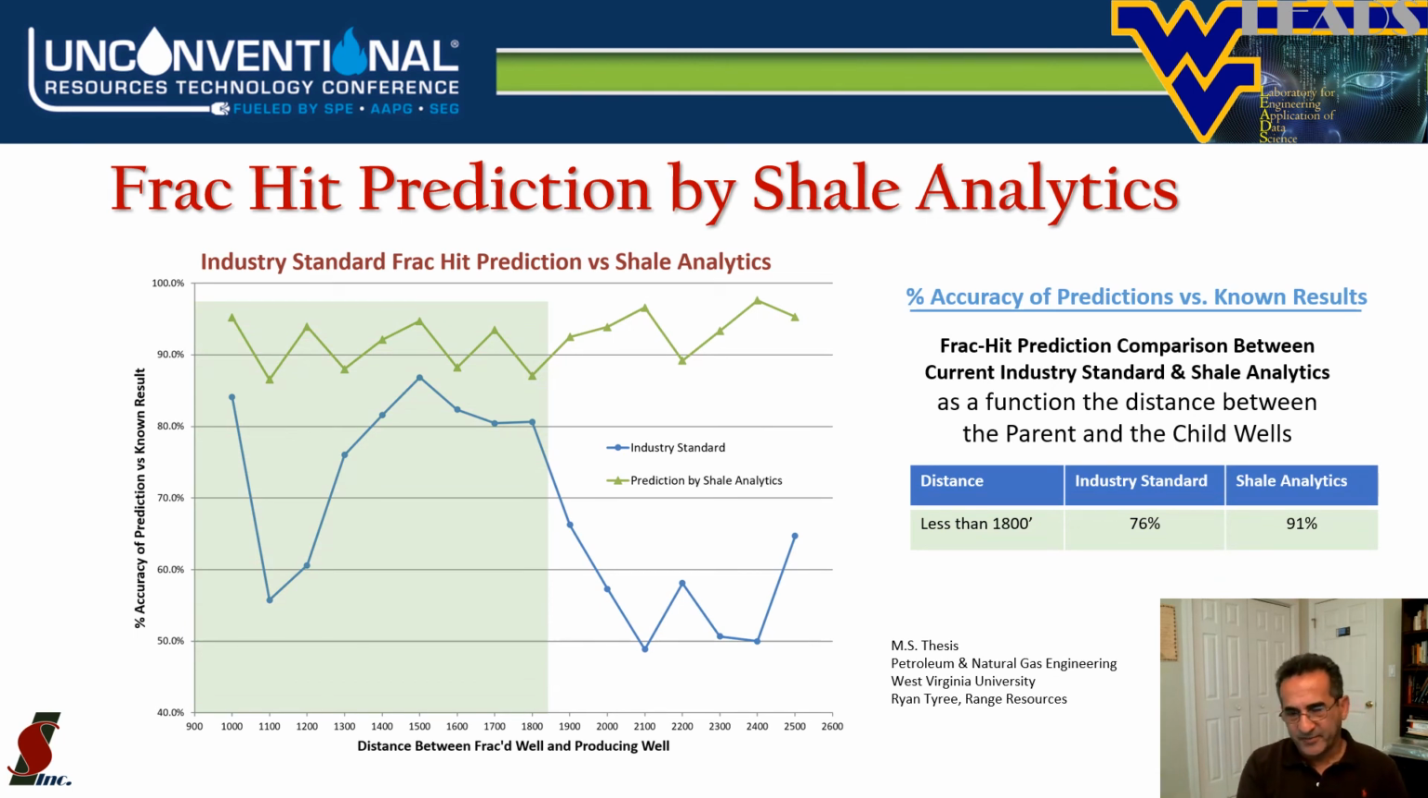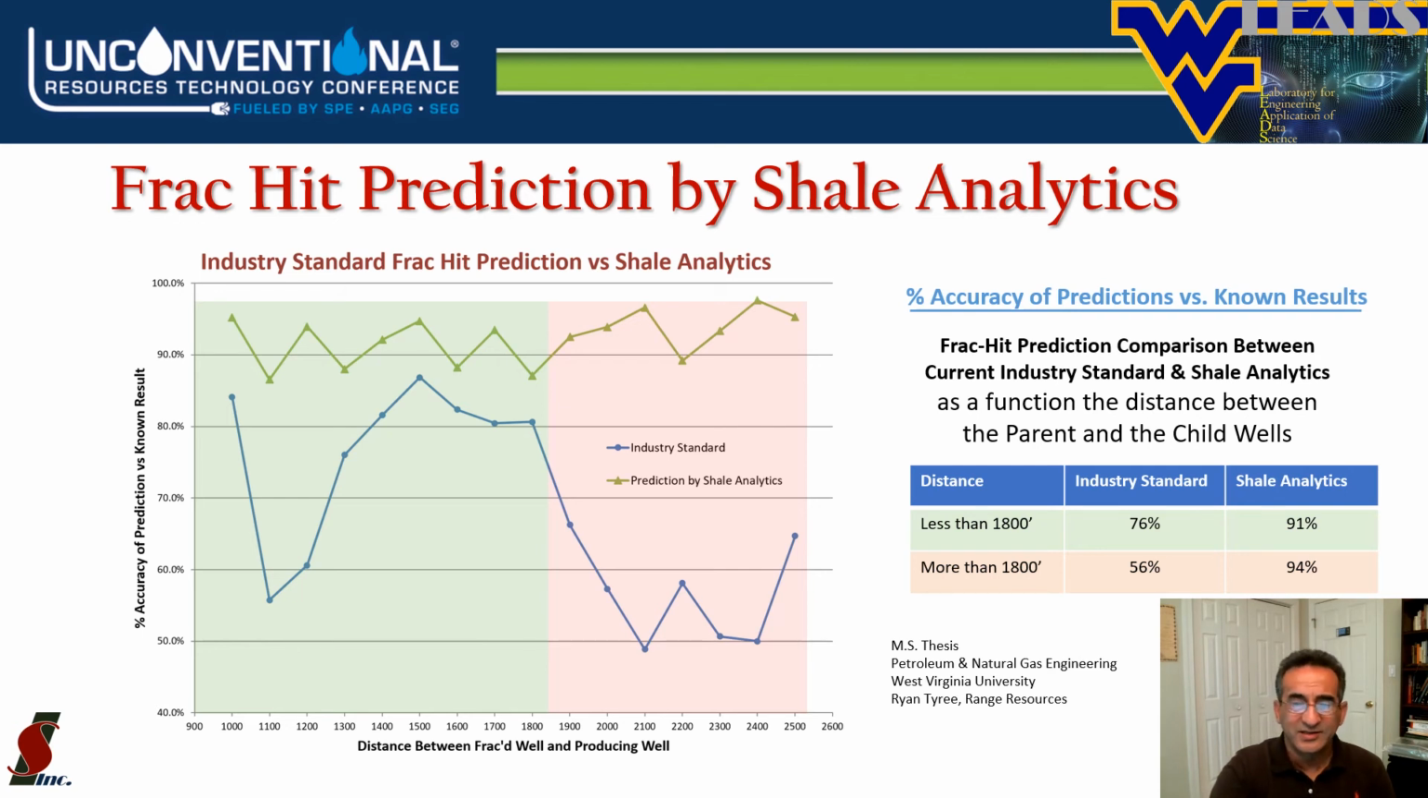And what I showed you was the work that was done by one of my grad students. The data was generated by him, Ryan Tyree, and the data is from there, but the analysis was what I showed you. The analysis Ryan made in his master's thesis can be shown here, and it clearly shows that the accuracy is much, much higher when the distance between the two is less than 1800. The industry standard gives you about 70%, 76% correctness.